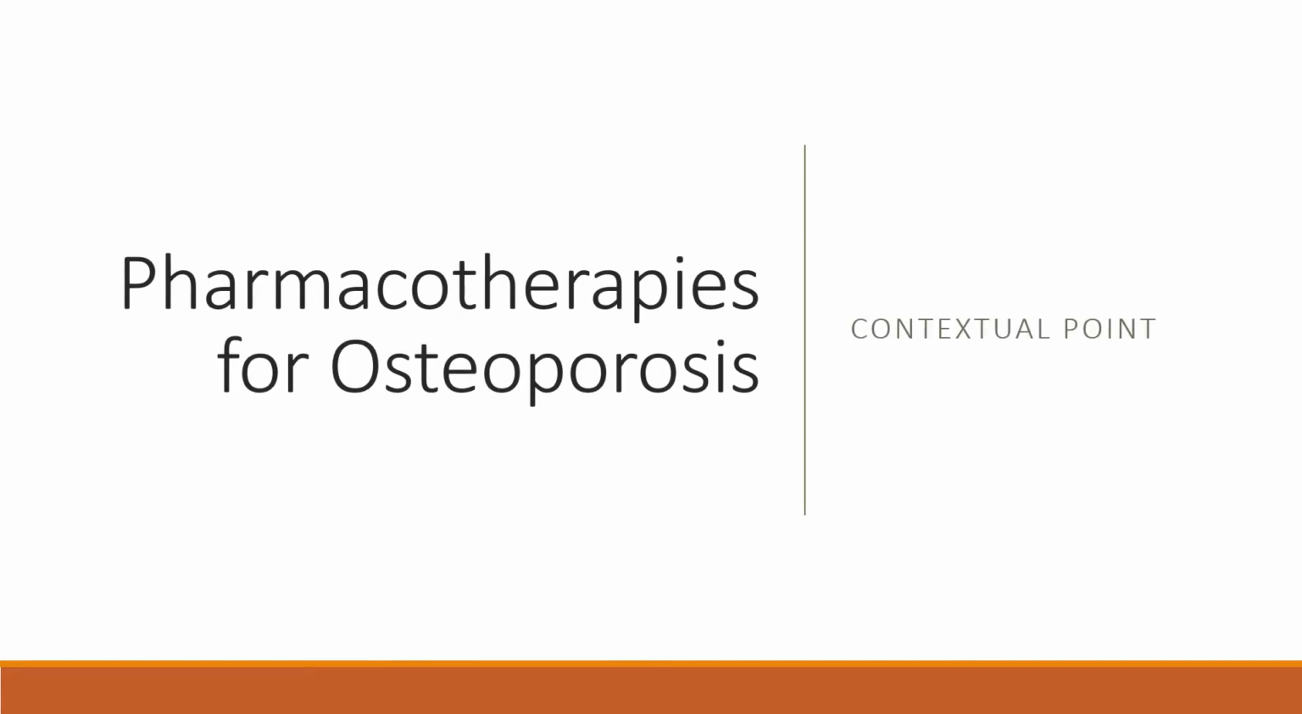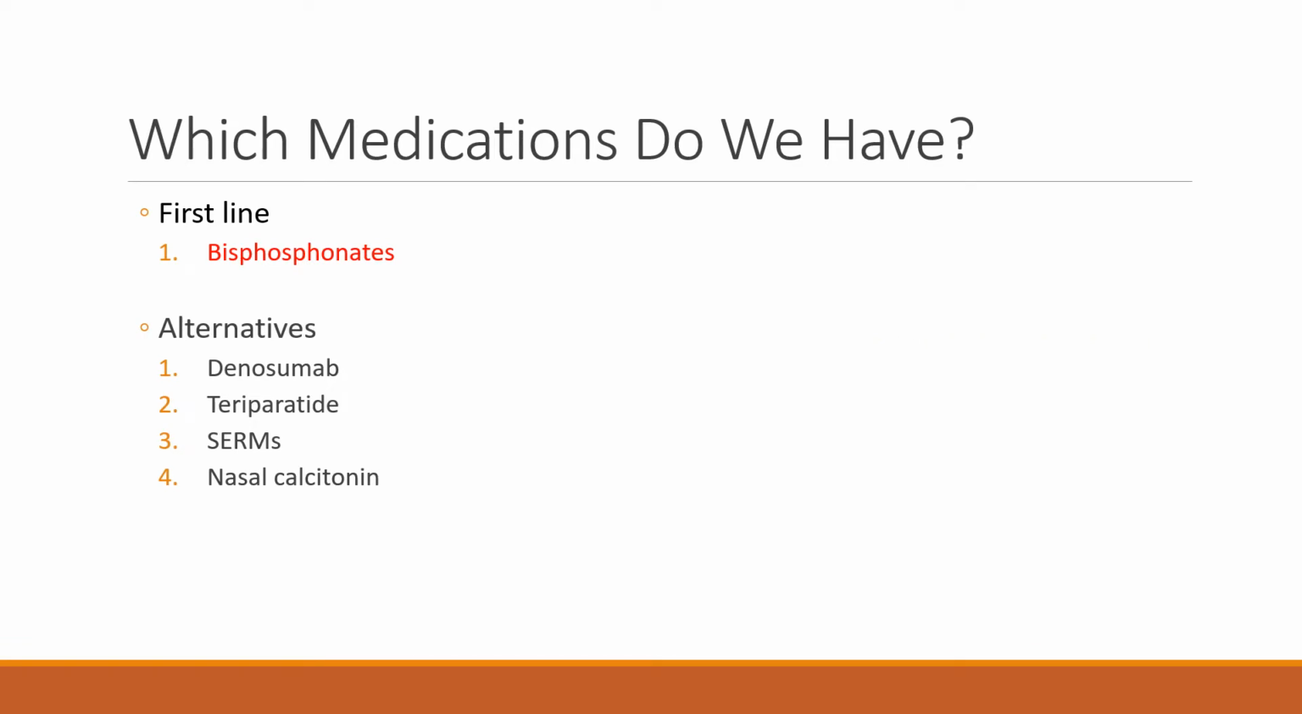Today, in Contextual Point, I'm going to talk about pharmacotherapies for osteoporosis, which is assessed many times in Step 2 and Step 1. So let's get started. Firstly, we have 5 different options to use, but the only and main important option we have is bisphosphonates. This is first line, and we use other drugs if there's a contraindication about bisphosphonates or bisphosphonates are not working well. So the alternatives are denosumab, teriparatide, SERMs, nasal calcitonin.